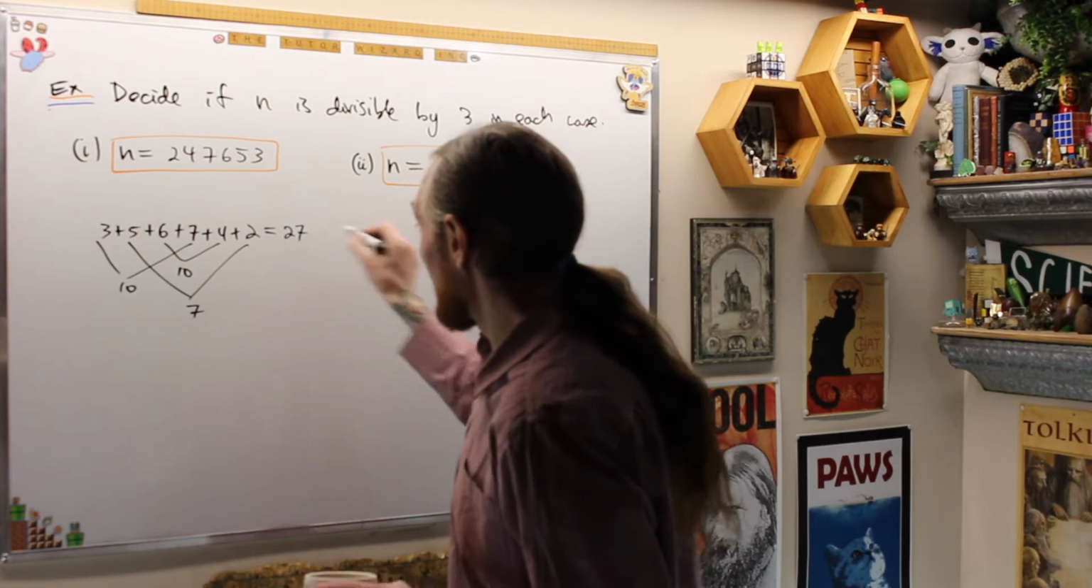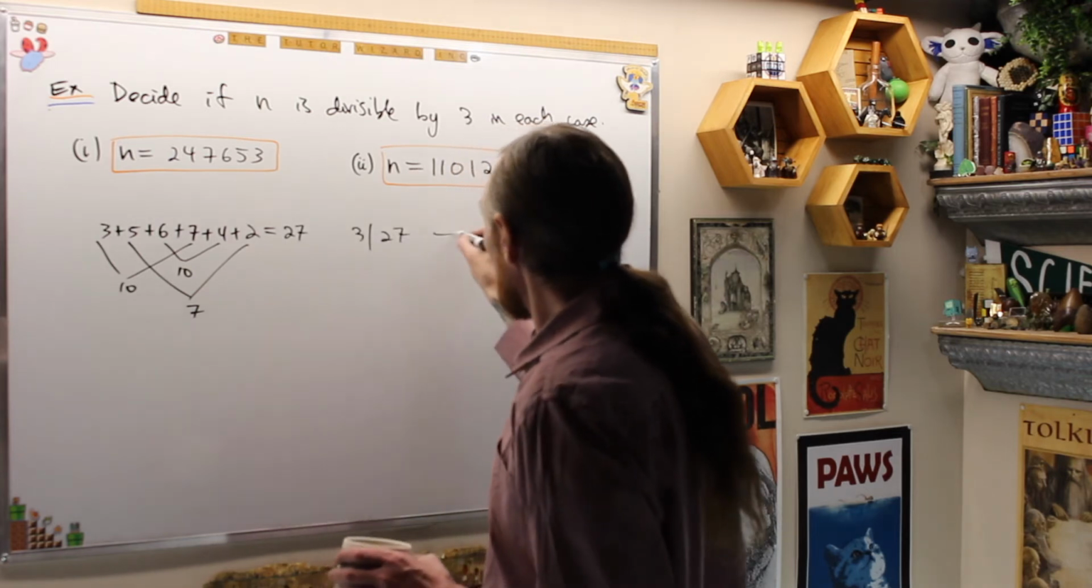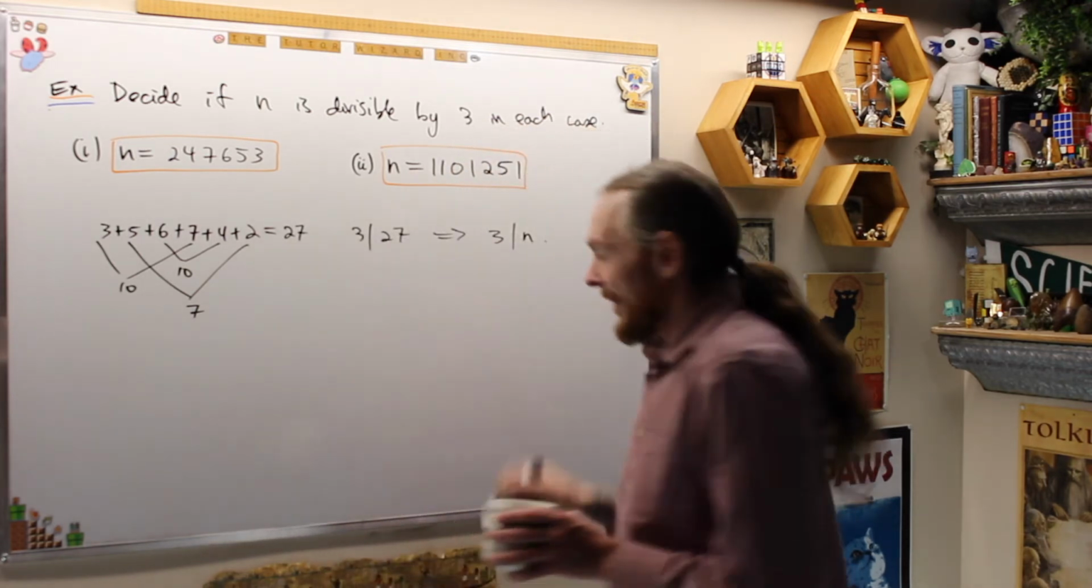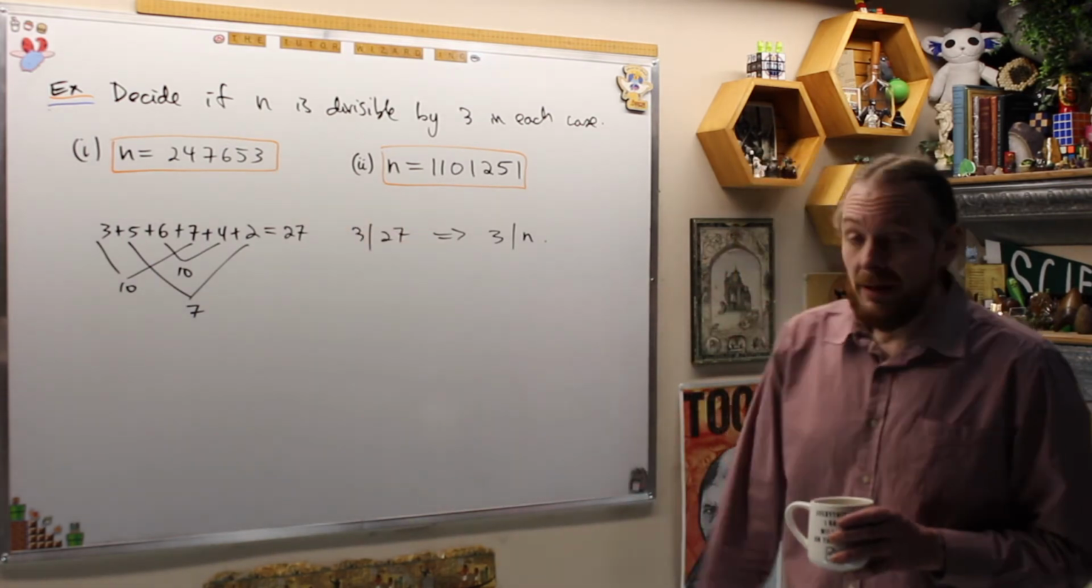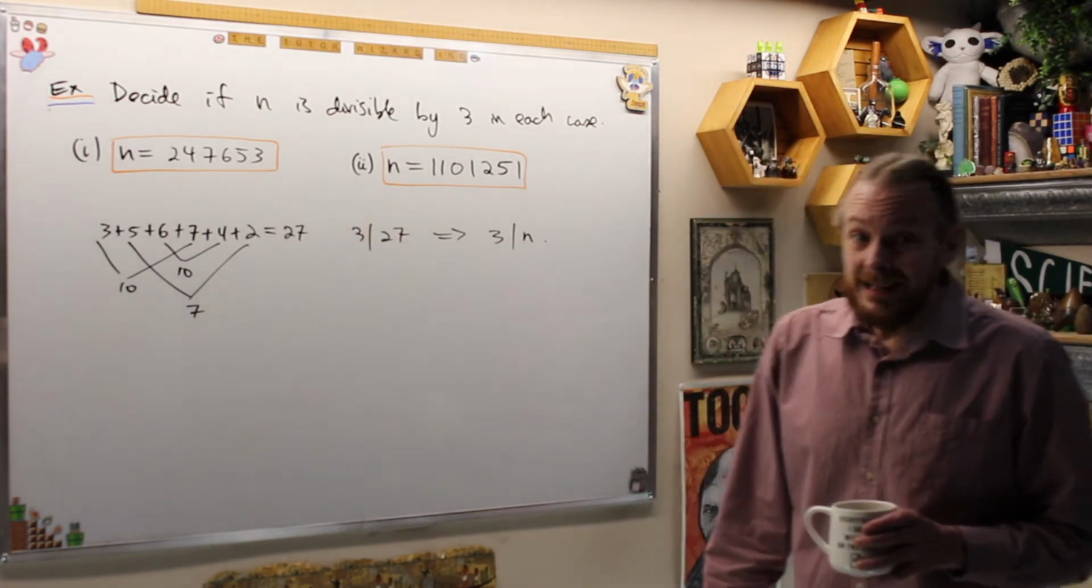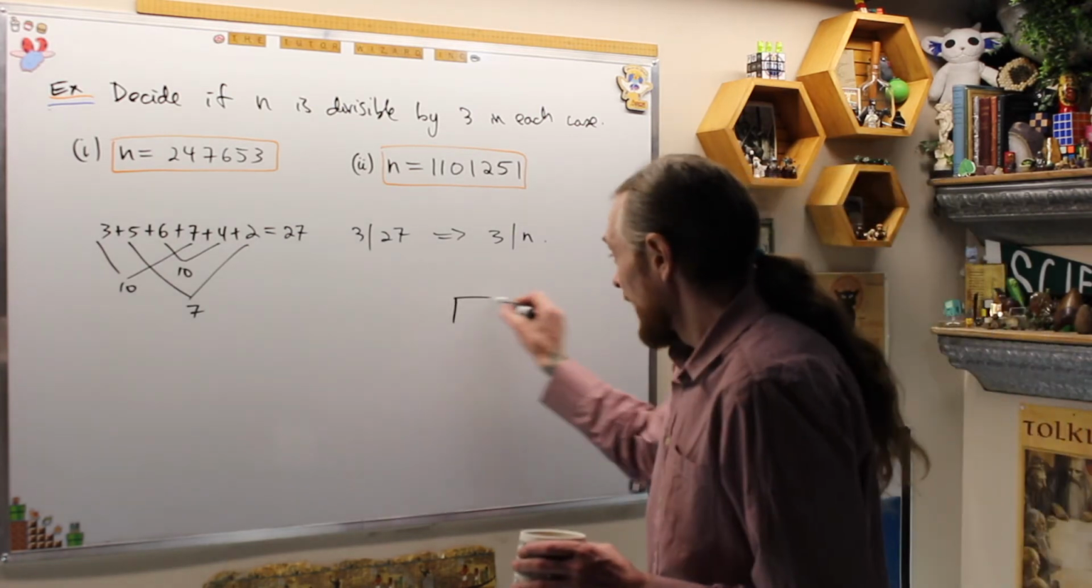So this is 27. 3 divides 27, so 3 divides n. Yes, 3 divides this number. There has to be a 3 inside there. If you do the long division, sure enough, 3 will divide it evenly and you'll get a 0 remainder.